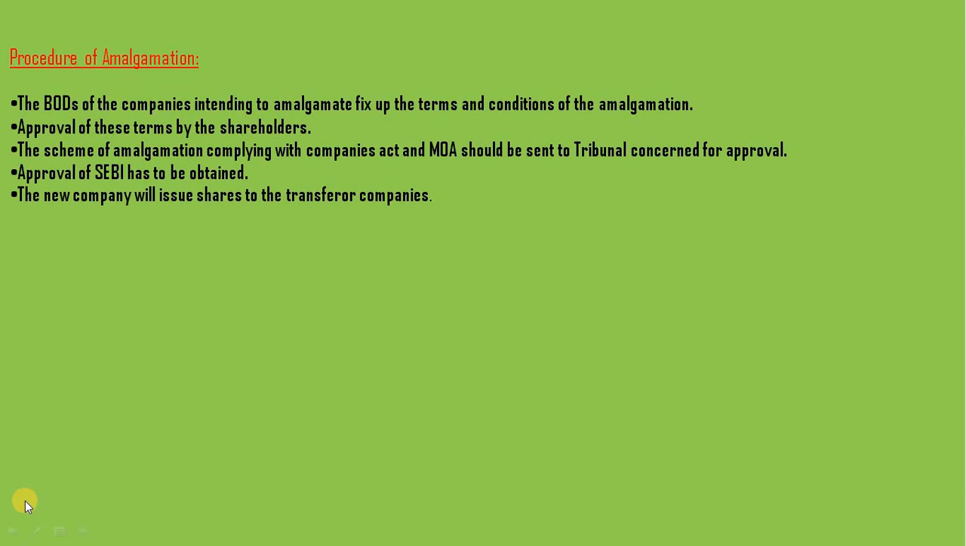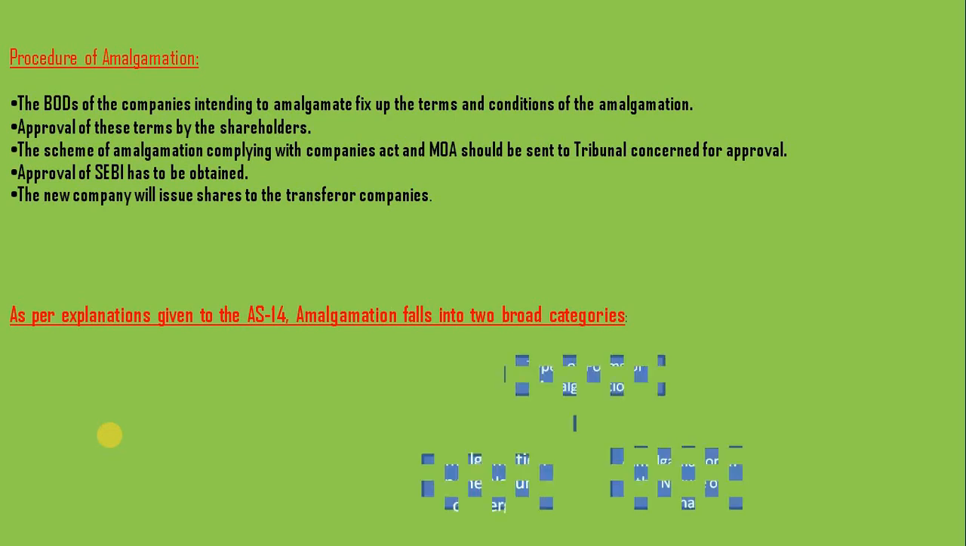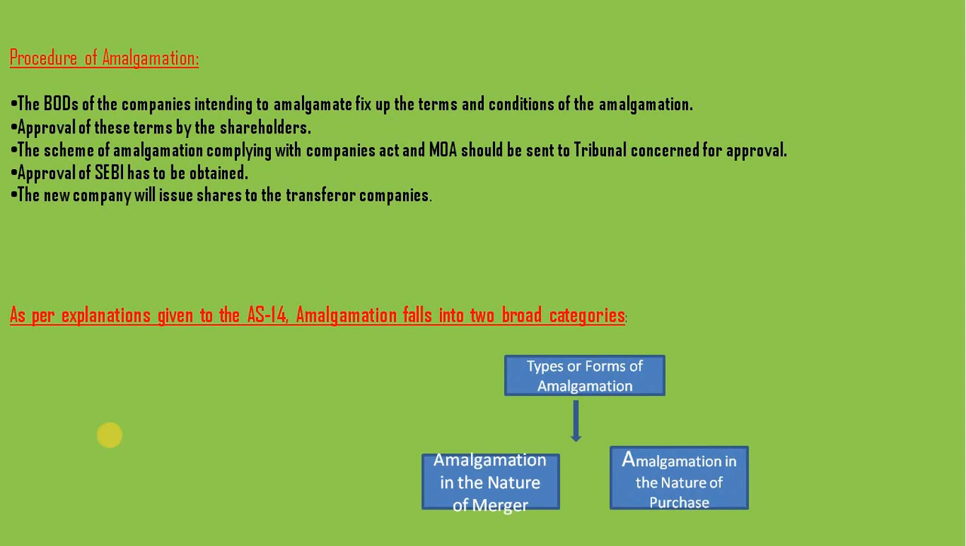Okay. Now, in accounting standard number 14, amalgamation falls into two broad categories. Okay, there are two types or forms of amalgamation according to the accounting standard 14. The first one is amalgamation in the nature of merger, and second one is amalgamation in the nature of purchase. Okay, in these two ways, amalgamation is classified according to the accounting standard number 14.